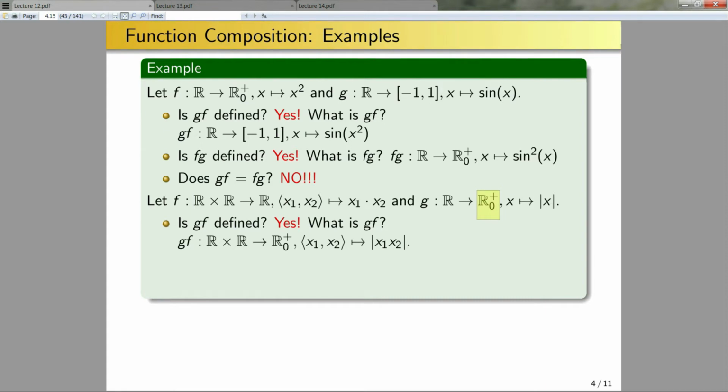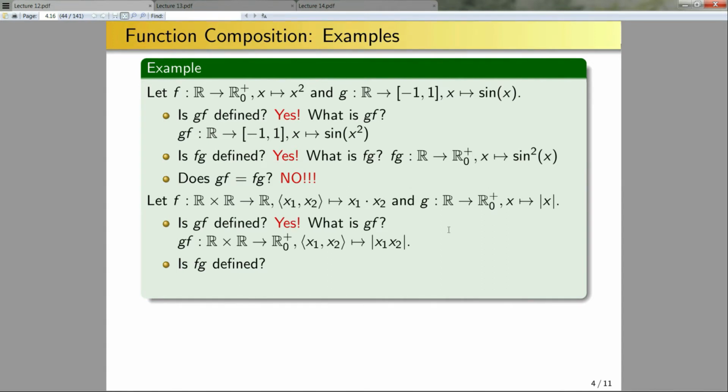That will take an ordered pair or a vector of this form and map it to the absolute value of x1 times x2. So here, I explicitly used the term vector, which you have seen before, because you know R cross R is also R2, and it's a vector space from linear algebra. So do feel free to use your intuition from linear algebra when dealing with some functions here. Okay, so is f∘g defined? So think about this for a second.